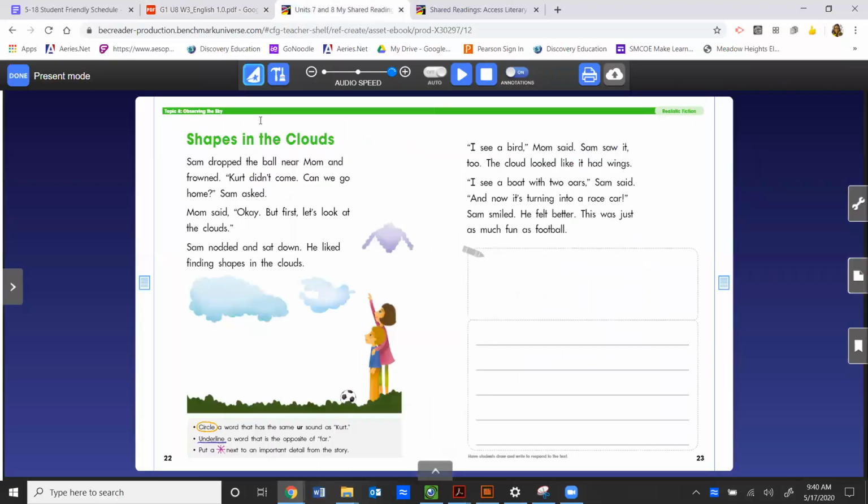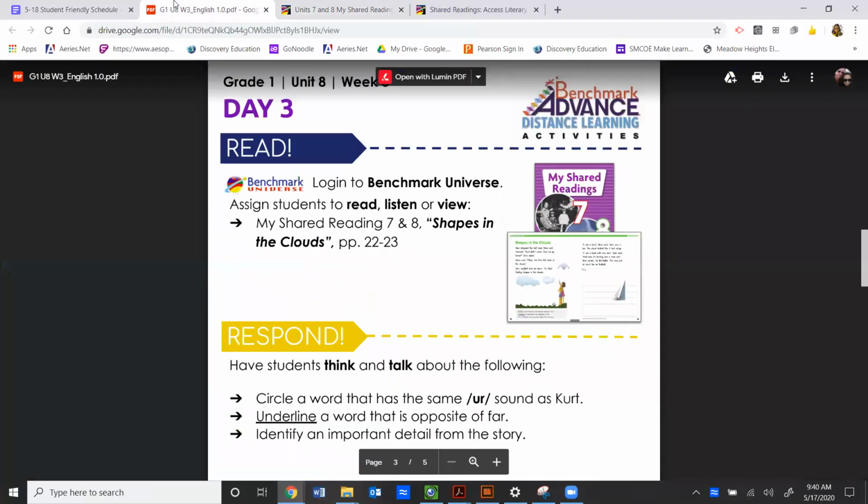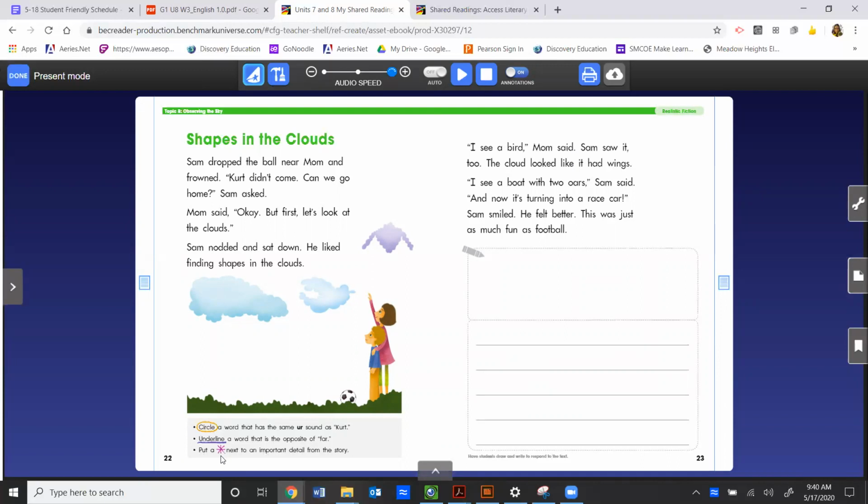Now, if you look at the student version, the annotation directions are very similar. There might be some wording that's a little bit different. On the bottom here, it says put a star next to an important detail. That's something that's a little different. In the directions, it says identify an important detail. This one's asking you to place a star next to it. So if you still have this book, you can do that. If not, you can just talk about it.